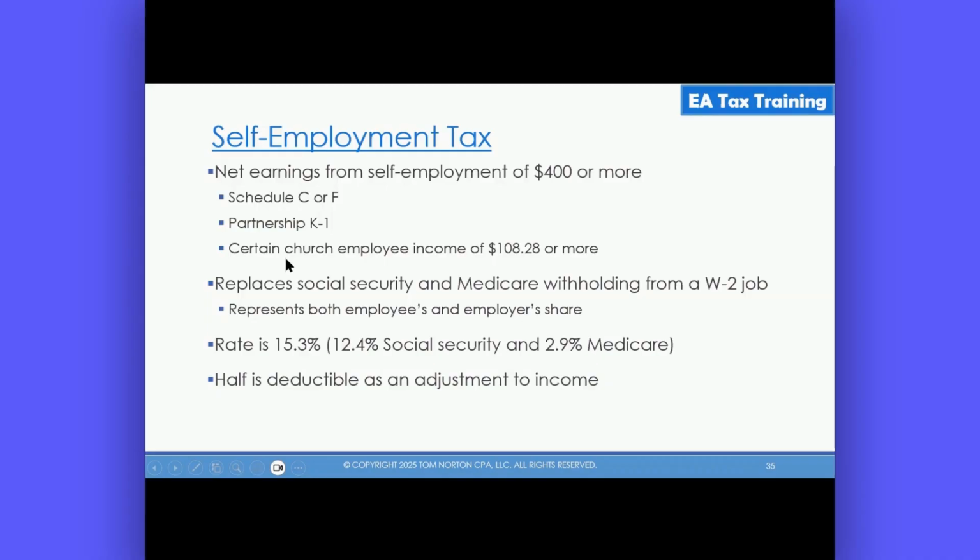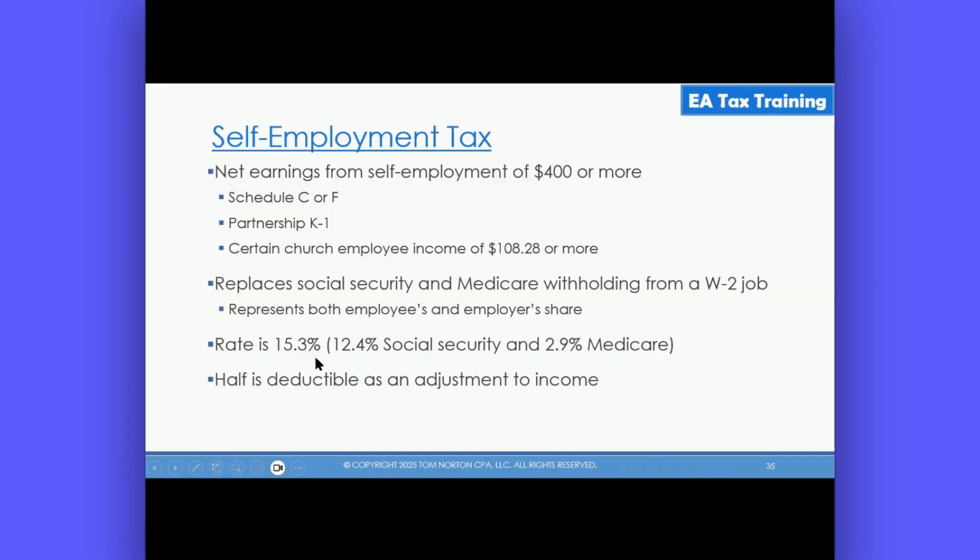And there are certain church employees who actually have wages and they have a W-2, but they don't have Social Security or Medicare withheld, and so they will pay the self-employment tax. As you'll remember, self-employment tax replaces Social Security and Medicare tax that you would have from a W-2 job, and it represents both the employee's and the employer's share of the Social Security and Medicare tax. The rate is 15.3%. 12.4% of that is for Social Security, 2.9% of that is for Medicare.